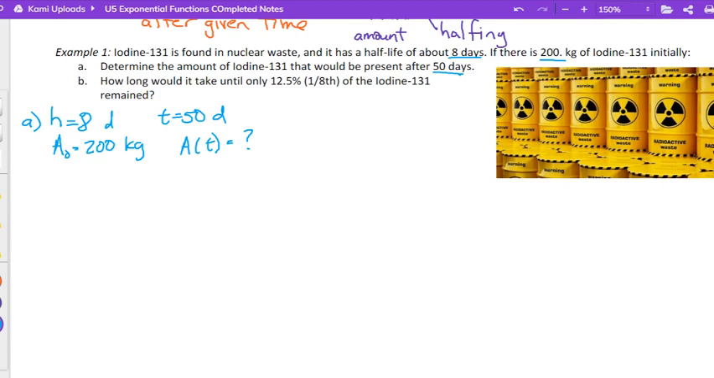Okay, so I'm given that the half-life is 8 days, and luckily the elapsed time is also given in days. So 50 days passed by. So folks, before we even do the math, let's think critically about this. If the amount halves every 8 days, approximately how many times will the amount have halved? How many times, folks?